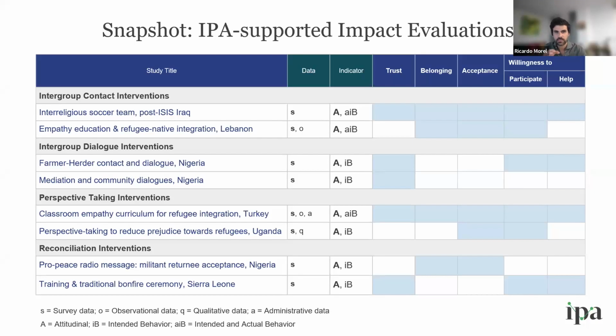This slide is just to see in a snapshot the different types of programs IPA has supported in social cohesion. This is just a few of them. You will see that there are different types of interventions, as I mentioned before, and very different types of contexts. When we share the slides with you, you will be able to click on the links and learn a little bit more about how these programs evaluated social cohesion, what outcomes they used, what indicators, and what type of data as well.